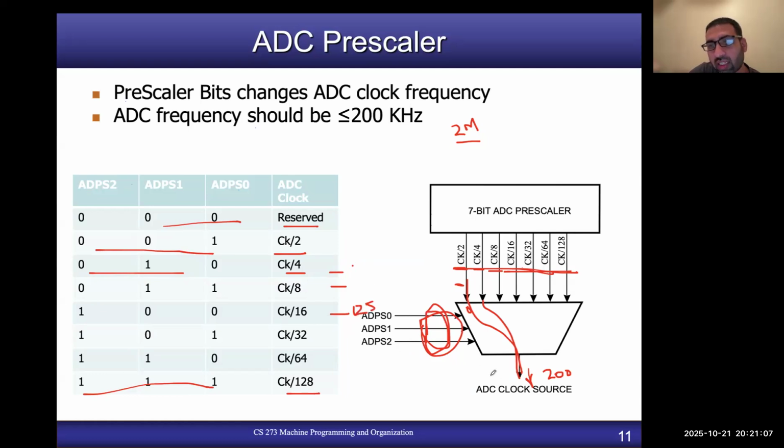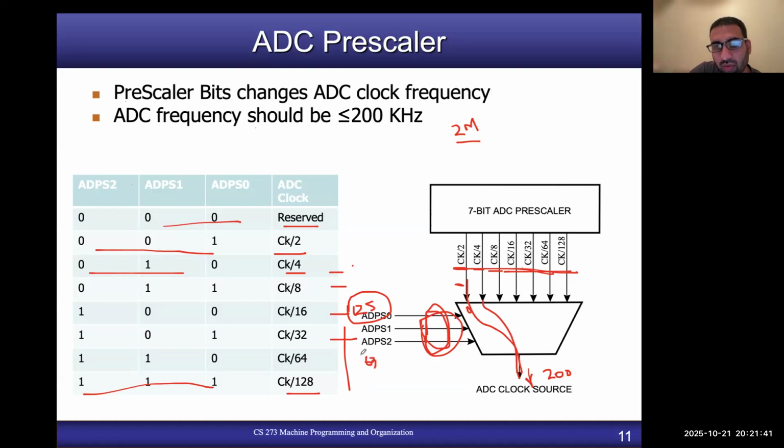Because we said the output should be less than or equal to 200 kilohertz. So you can select this one, or any one which is lower than 125, for example clock divided by 32, clock divided by 64, clock divided by 128. However, if you select smaller clock values, let's say I divide 125 further by 2, what will it become? Maybe 60, or 63 or something, right?